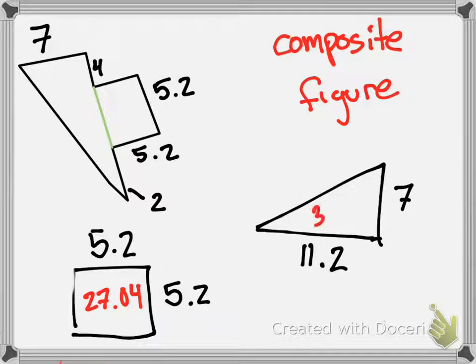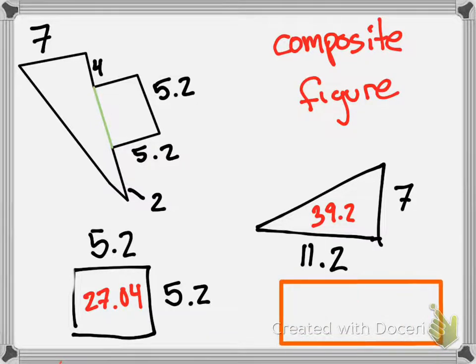Fernando, what did you get for the area of your figure? 39.2. Perfect. In this case, we do the exact same thing. It is 7 times 11.2. But because it's a triangle, we also have to multiply it by half, or divide it by 2. So when we do that, we get our 39.2. But that's not our final answer. What does our final answer need to be then, Gore?